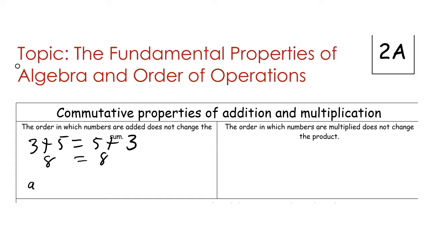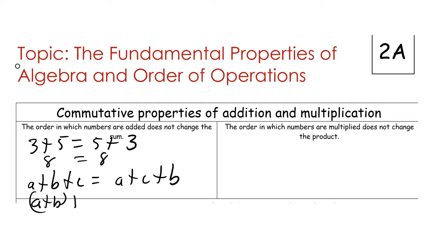We can do it with variables. A plus B plus C equals A plus C plus B. And sometimes you'll see this, A plus B plus C is equal to B plus A plus C. Notice that the variables change places inside the parentheses. That's the commutative property. The commutative property of multiplication works the same way.